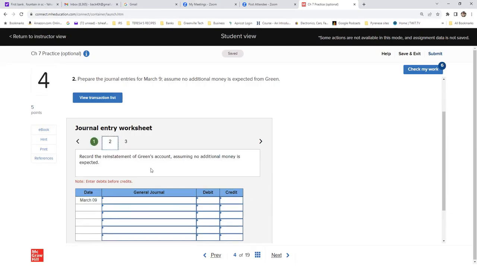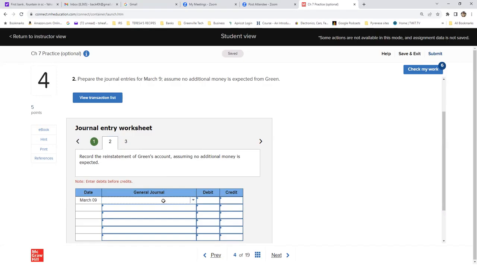On number 2, record the reinstatement agreement account. I know this seems like it's walking around the block just across the street, but you have to go through this process. Because you're keeping a paper trail of everything that happened, you just can't eliminate steps here for the sake of expedience. It just does not work.